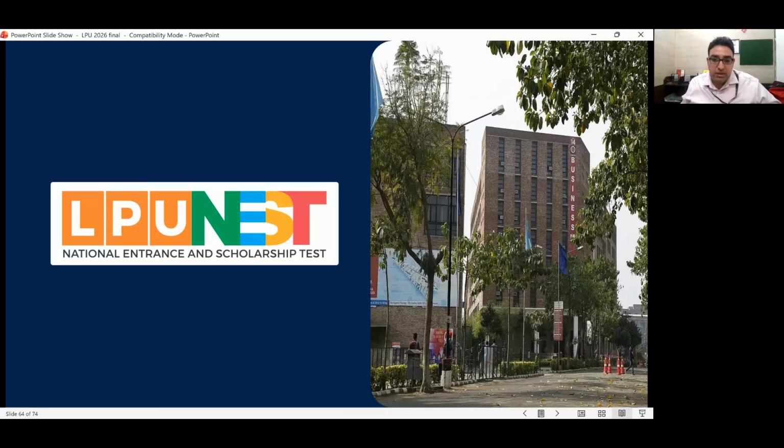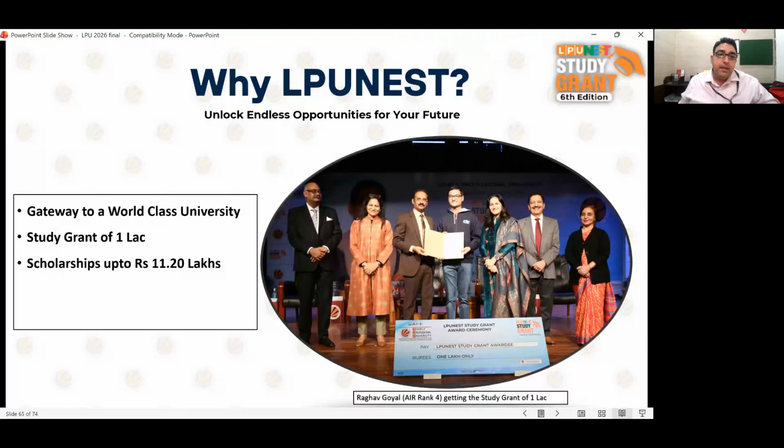To take admission in Lovely Professional University, you'll have to qualify one exam, the LPU NEST entrance, and score. Now you'll ask the question: why should I take this LPU NEST exam? So this is the reason. It is a world-class university. It can provide you a scholarship in each semester.